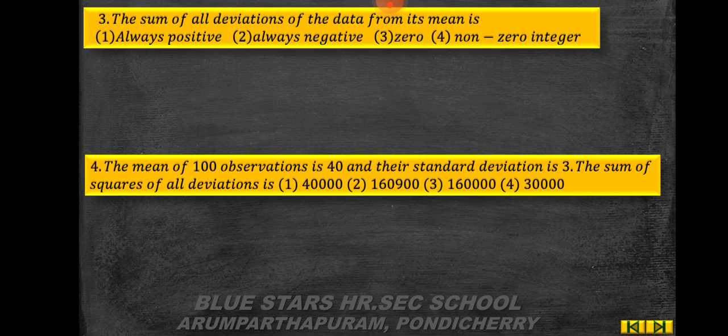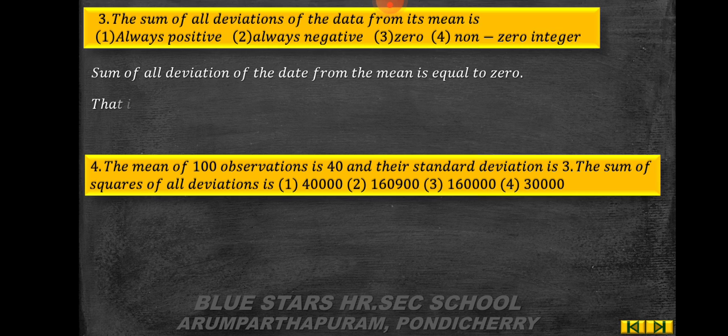Next, question number 3. The sum of all deviations of the data from its mean is option 1, always positive, option 2, always negative, option 3, 0, and option 4 is non-zero integer. Sum of all deviations of the data from the mean is equal to 0, that is, summation x minus x bar is equal to 0. So the correct answer is option 3, 0.